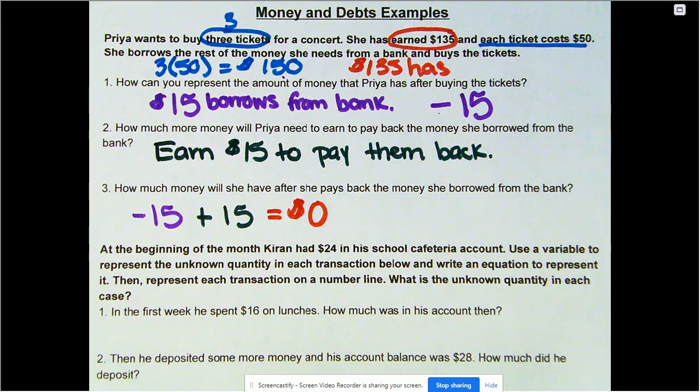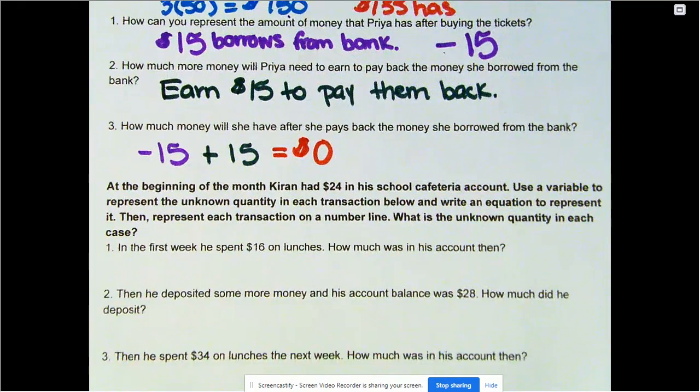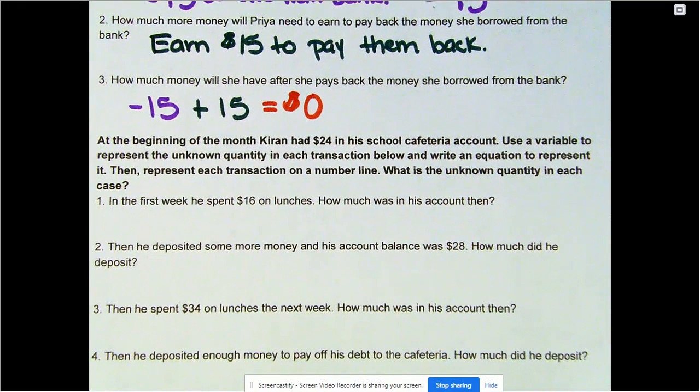Okay, so new set of questions. At the beginning of the month, Kieran had $24 in his school cafeteria account.